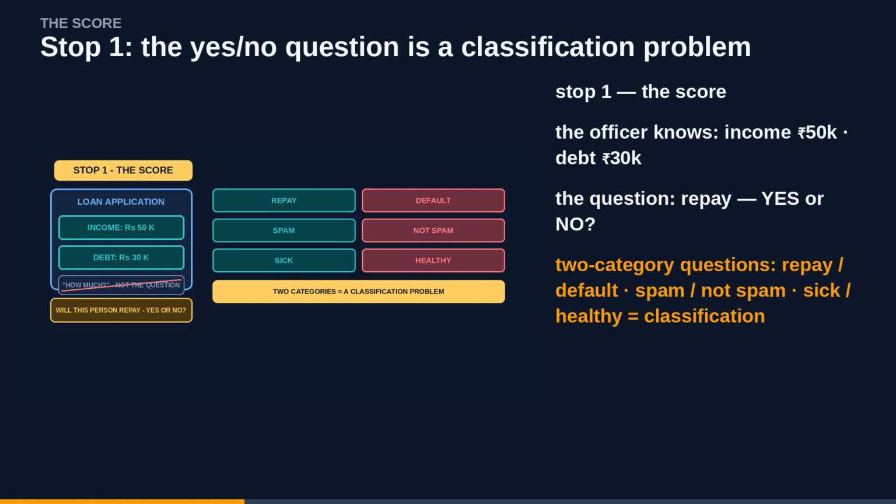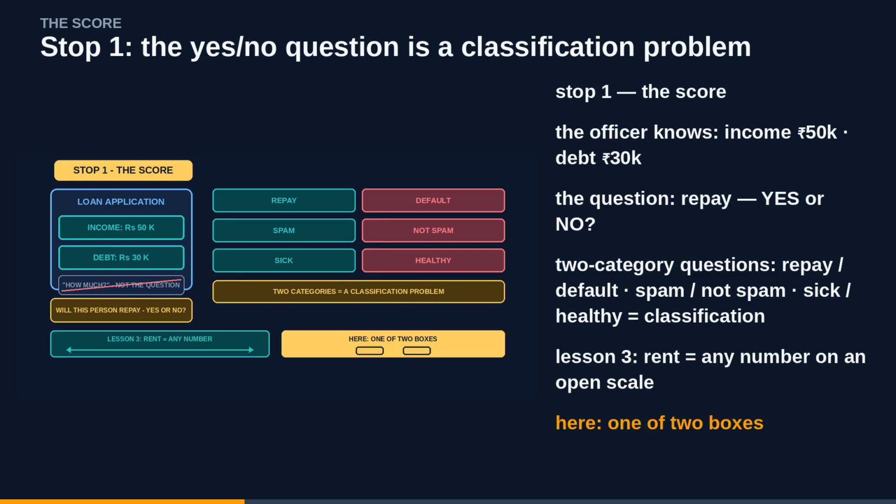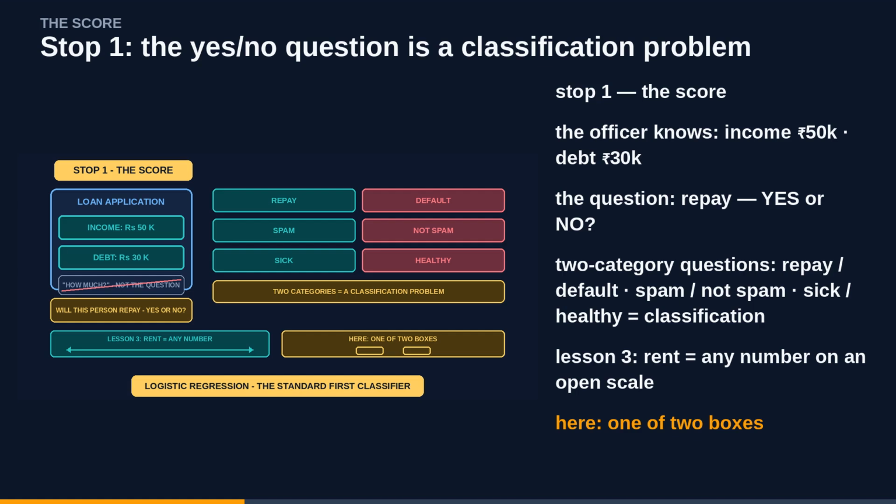Compare it with last lesson. The rent was a number on an open scale. Any rupee amount could come out. Here the answer can only be one of 2 boxes. That one change, a category instead of a number, is the whole reason this lesson exists, and logistic regression is the standard first model for it.